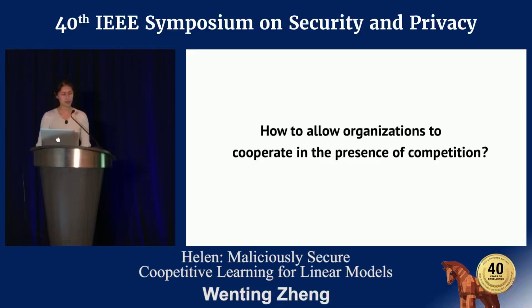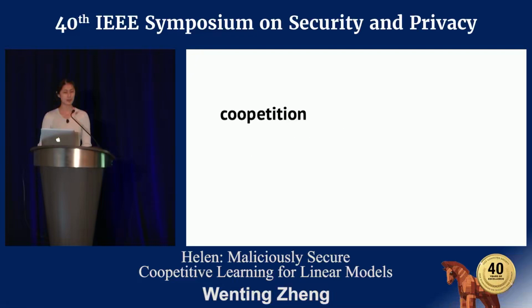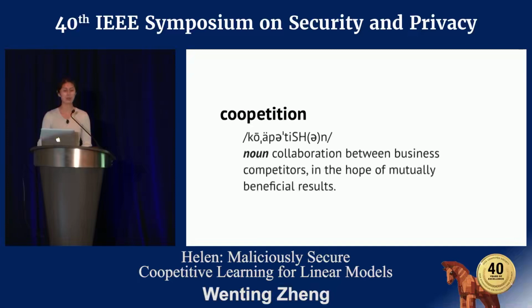So now the question we want to ask is how to allow these organizations to cooperate in the presence of competition without sharing the data in plain text with each other and without outsourcing to a trusted third party. We named the setting coopetition, which is where coopetitive learning comes from, and which, by the way, is a real word. This is a definition taken from the dictionary, along with the pronunciation guide, if you're interested. We felt this word captures the setting really well because, by definition, it means collaboration between business competitors in the hope of mutually beneficial results.